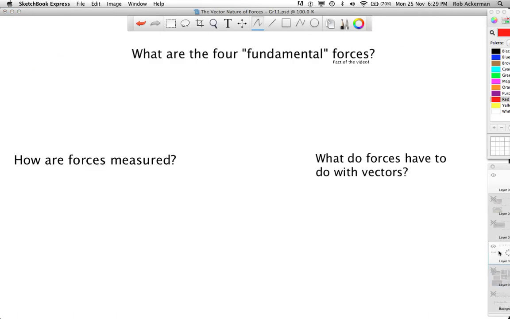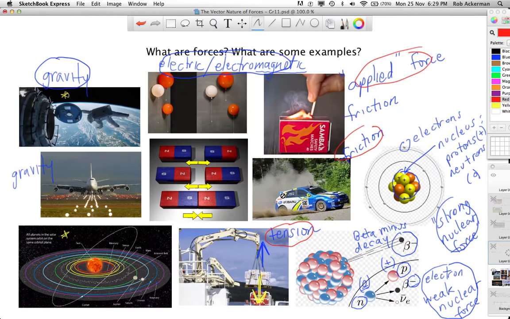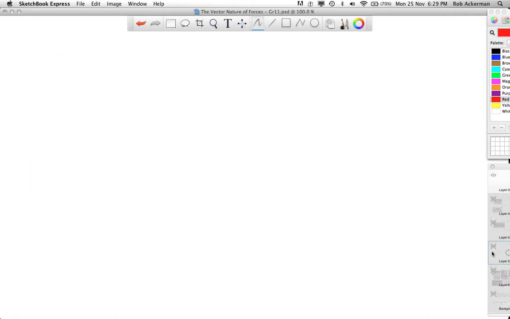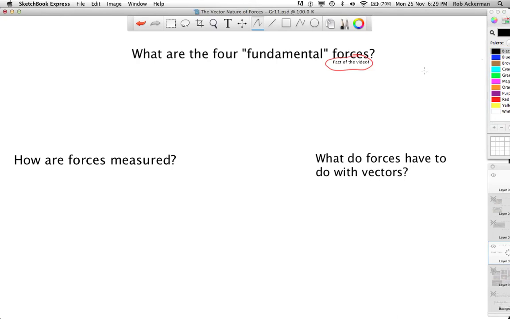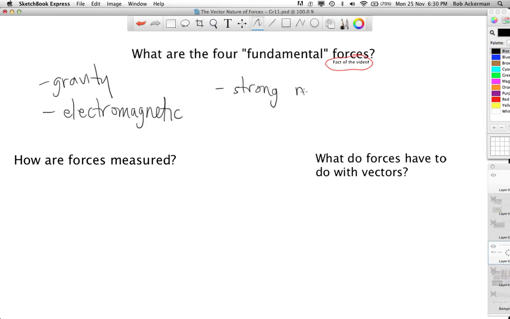Let's switch to the next slide now. And actually, here's the fact of the video. Believe it or not, out of all of these forces that we talked about back here, there are actually only 4 basic ones. Of those 4, let me list them for you. The 4 forces that are very basic, or what we call fundamental, are gravity, the electromagnetic, the other ones are the nuclear forces, the strong nuclear, and the weak nuclear.